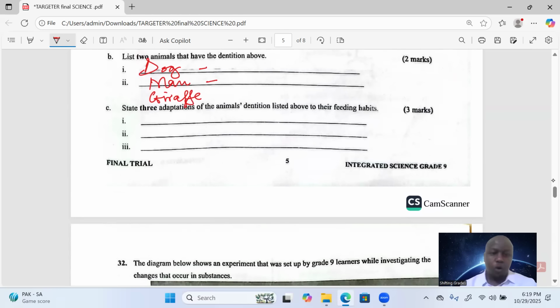State 3 adaptations of the animal's dentition listed above to their habitats. If it's the dogs, for example, the dogs have carnassial teeth for slicing through flesh and crushing bones. They have chisel-shaped incisors for seizing prey and cutting flesh. They also have long and sharp pointed canines for tearing flesh. So you can state as many adaptations of the teeth as you can remember.